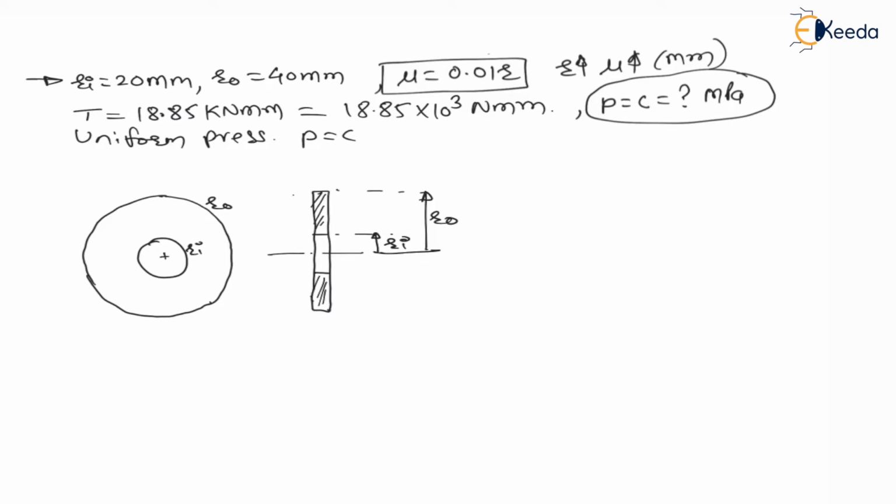Now on this friction lining there is a uniform pressure which is constant. This pressure P is acting, which is constant, and there will be a normal load on this. There will be a normal load W. This will be the normal load acting on the disc.